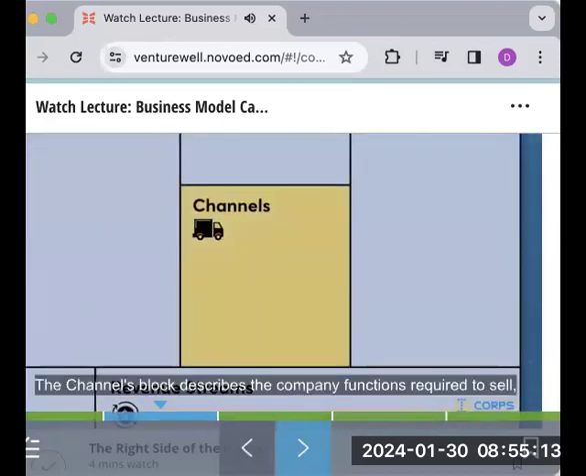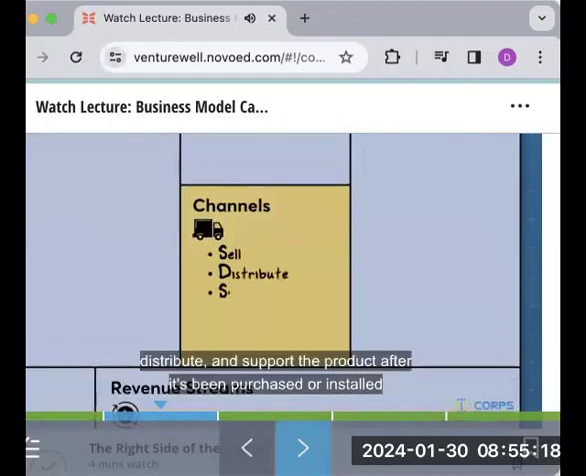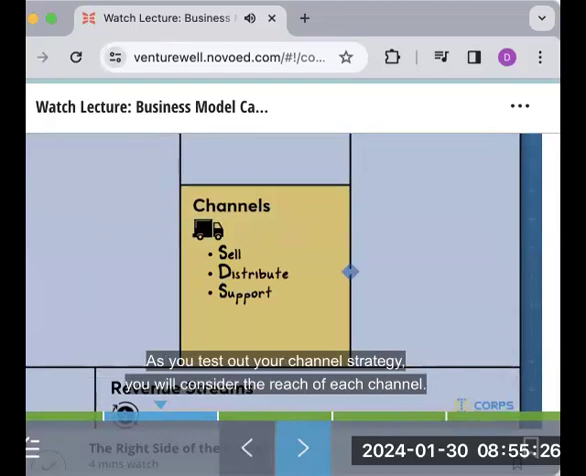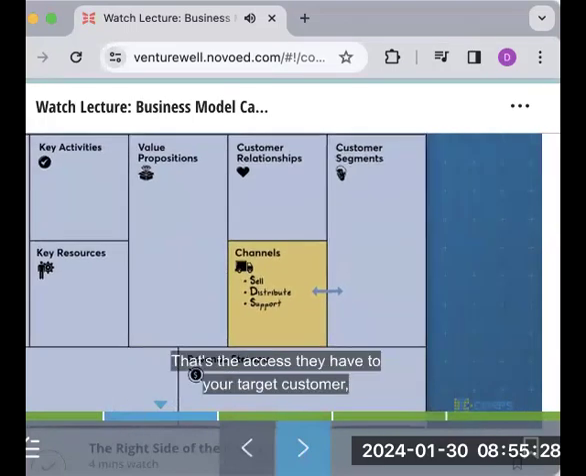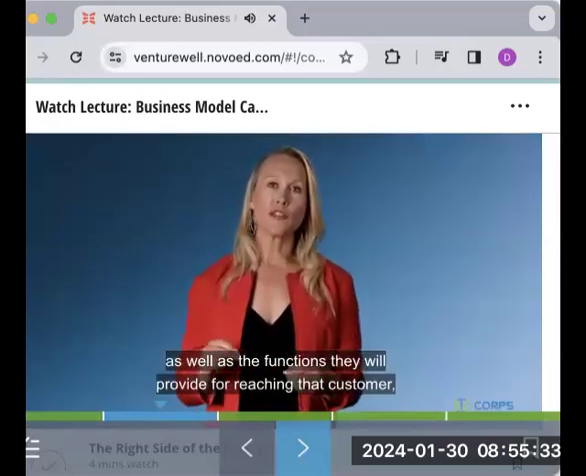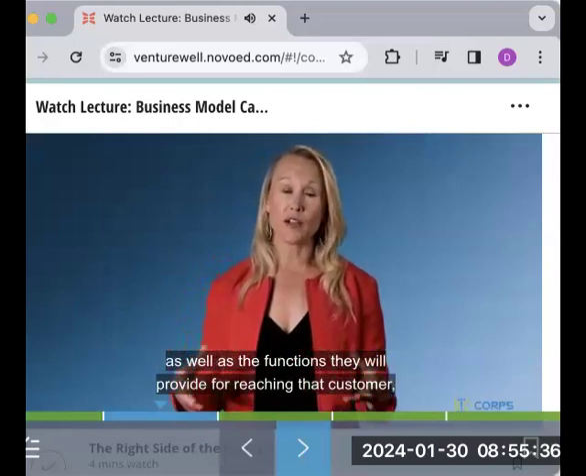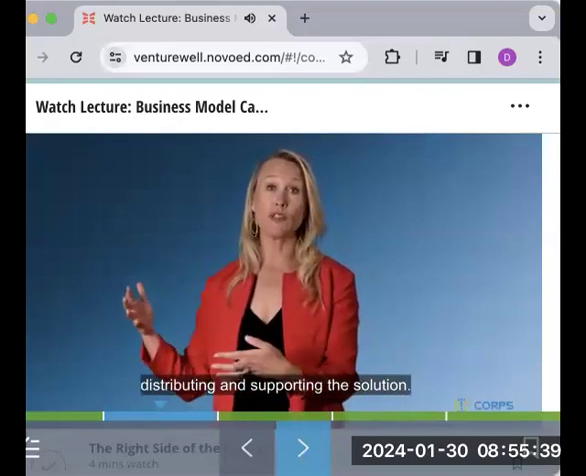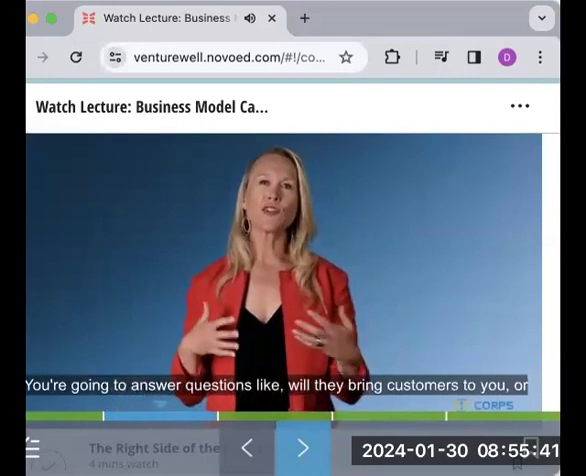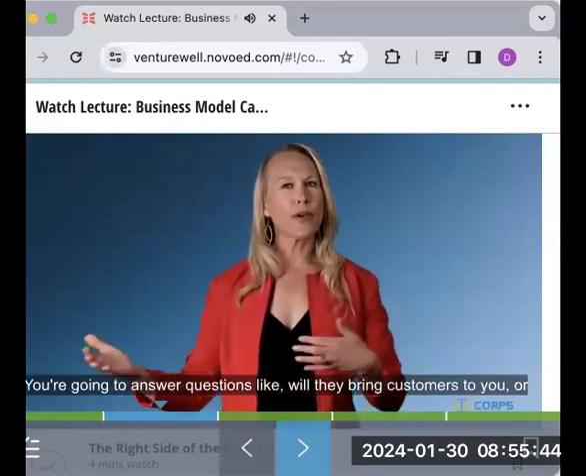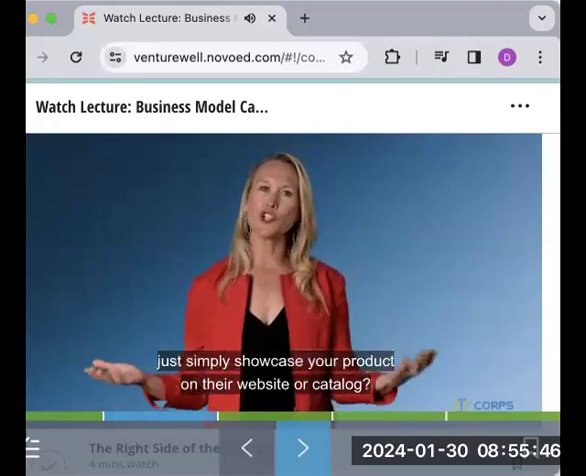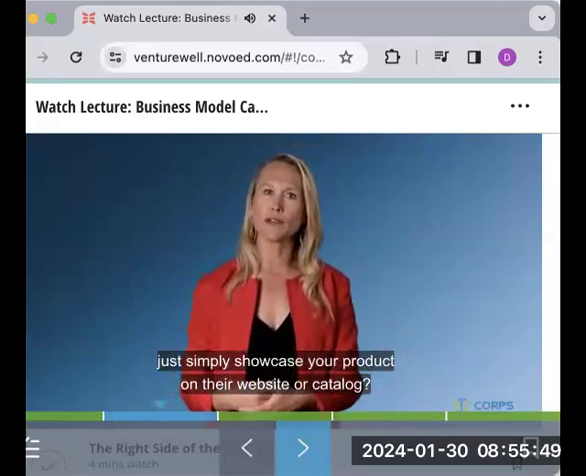The channels block describes the company functions required to sell, distribute, and support the product after it's been purchased or installed. As you test out your channel strategy, you will consider the reach of each channel. That's the access they have to your target customer, as well as the functions they will provide for reaching that customer, distributing and supporting the solution. You're going to answer questions like, will they bring customers to you or just simply showcase your product on their website or catalog?